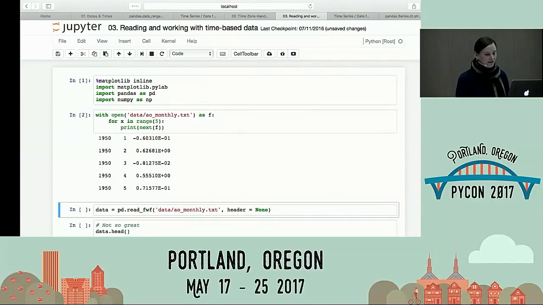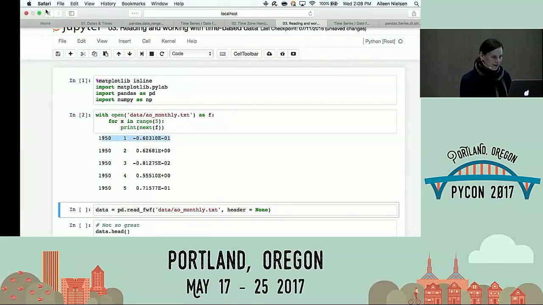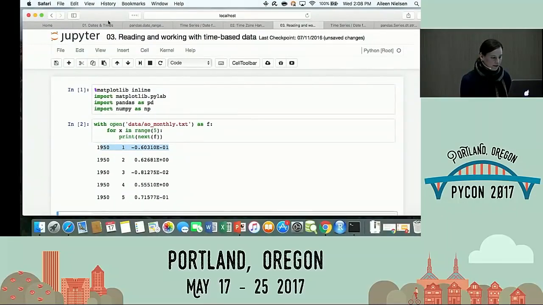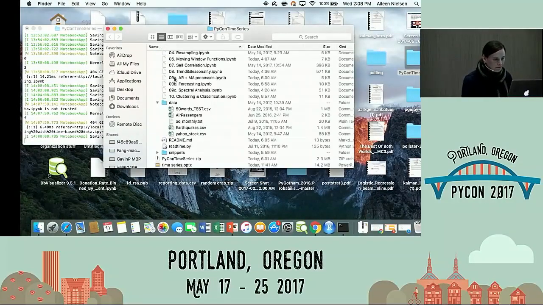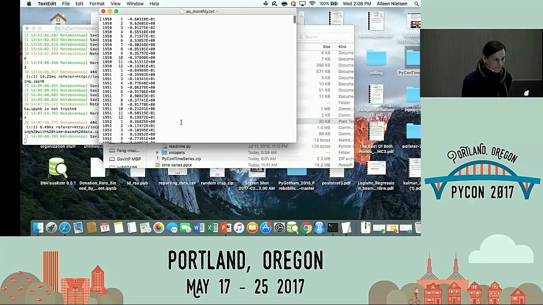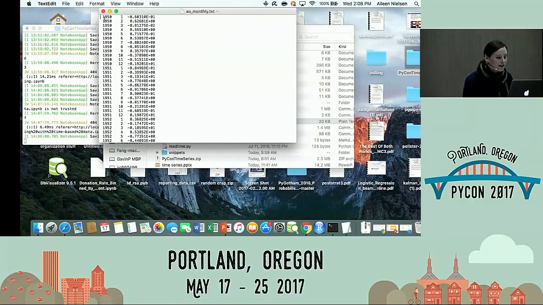You might have somebody hand you a text file, and it's got something like this, which is not actually how this looks. So let's actually look at the text file. Oh, it is how it looks. My bad. So you've got 1950, tab separated 1, and then a value, 1950, tab separated 2, and a value. What kind of data do you think this is? Go a bit further. We've got 1950 all the way down, and we got 1 to 12. So what is that? It's monthly data, right?